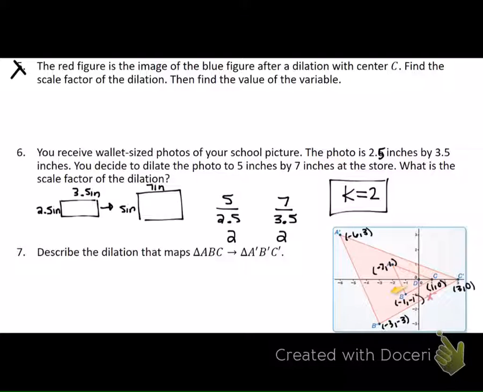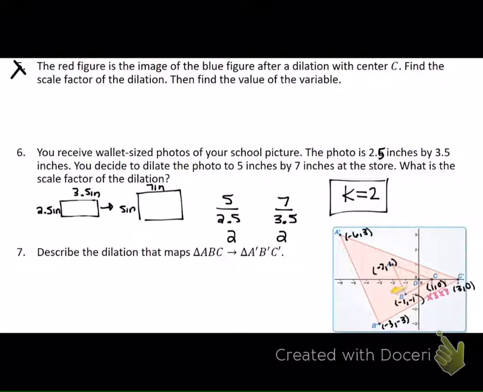If you look at this, 1 times 3 is 3. 0 times 3 is 0. Negative 1 times 3 is negative 3. Negative 1 times 3 is negative 3. I guess that should say negative 2 there. It's negative 2, 1. Negative 2 times 3 is negative 6. 1 times 3 is 3. So do you see how the scale factor is 3?